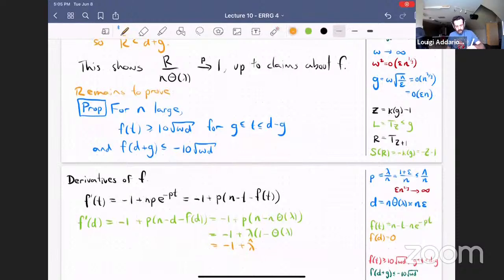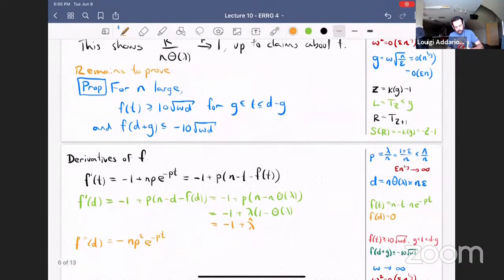Okay, and now for the second derivative, I just have that this is minus np squared e to the minus pt. So in particular, it's negative, so f is concave, and I also have an absolute lower bound on this because p is at most a over n. Okay, and the e to the minus pt is at most 1, so I can just bound this from below by minus a squared over n.